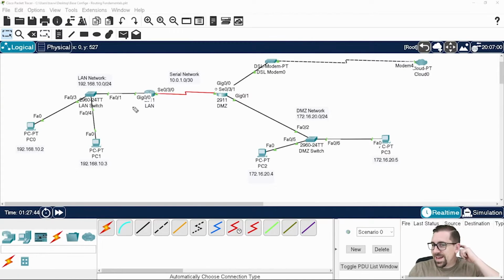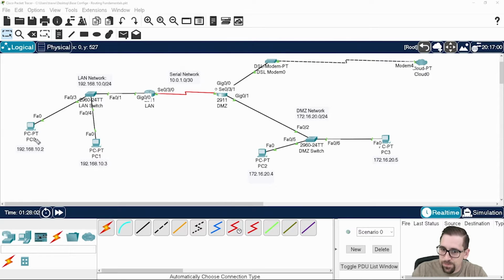Before we do any stepping into the router configs and simulation mode here in Packet Tracer and understanding where the packets are going, we have to know a little bit about what routing actually is. Routing is the process of forwarding packets to remote networks. Why do we need routing from this perspective?